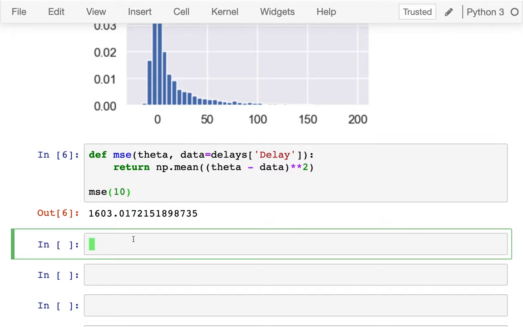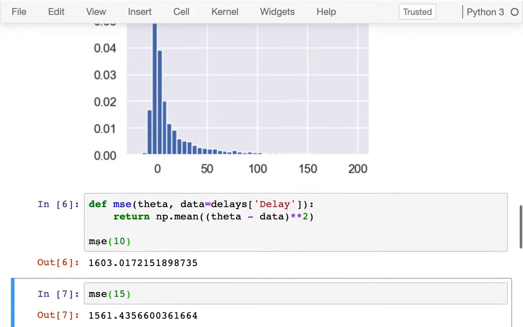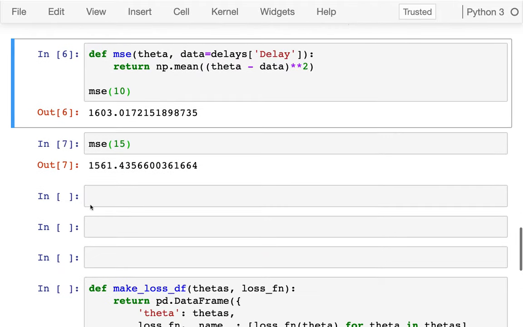My mean squared error is like 1600. If I try 15 here, I get a lower mean squared error, right? And so basically what I'm saying here is that I want to find the value of theta that minimizes the mean squared error on this particular data set.